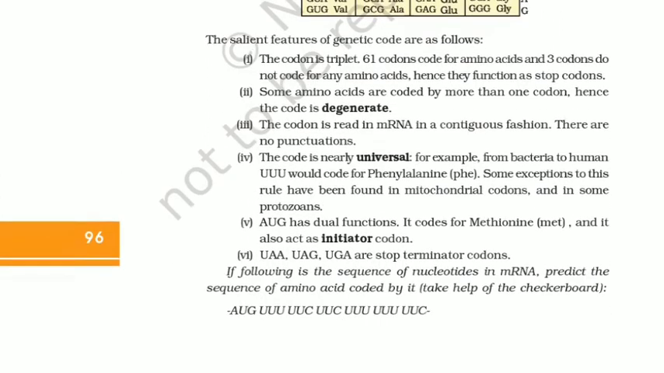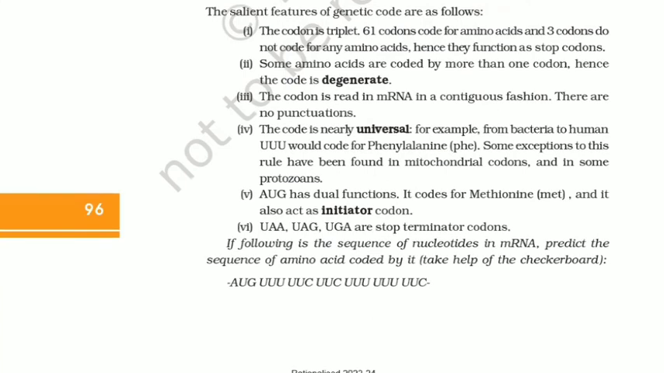The salient features of the genetic code are as follows. Number 1, the codon is a triplet. 61 codons code for amino acids and 3 codons do not code for any amino acid, hence they function as stop codons. Number 2, some amino acids are coded by more than 1 codon, hence the code is degenerate. Number 3, the codon is read in mRNA in a continuous fashion.